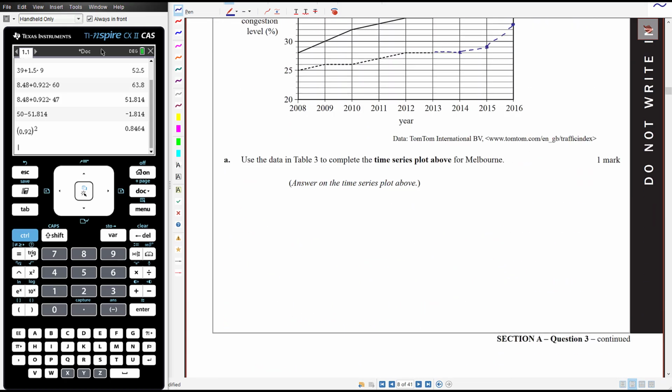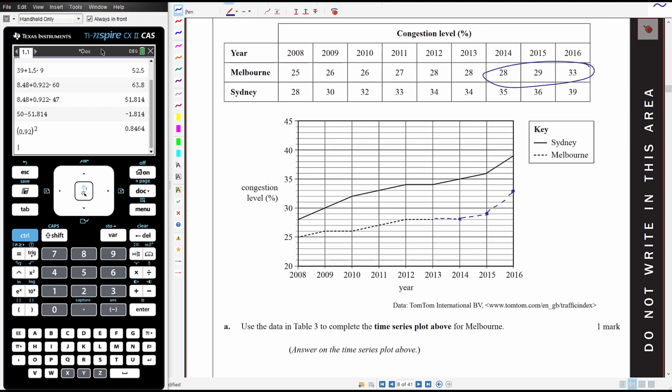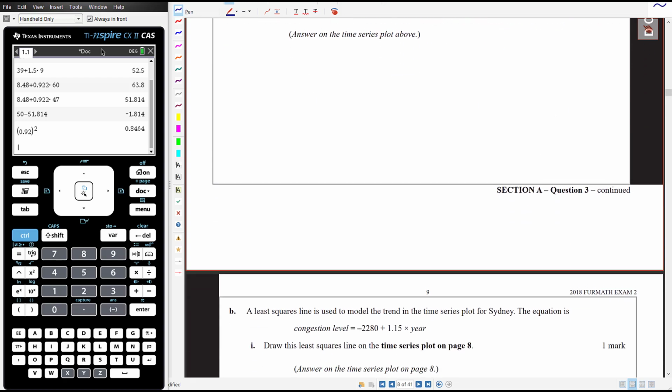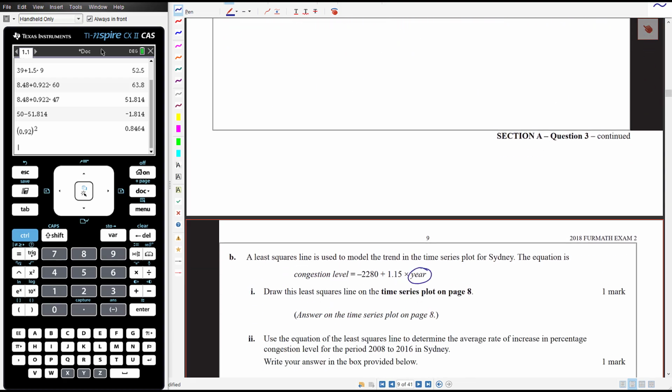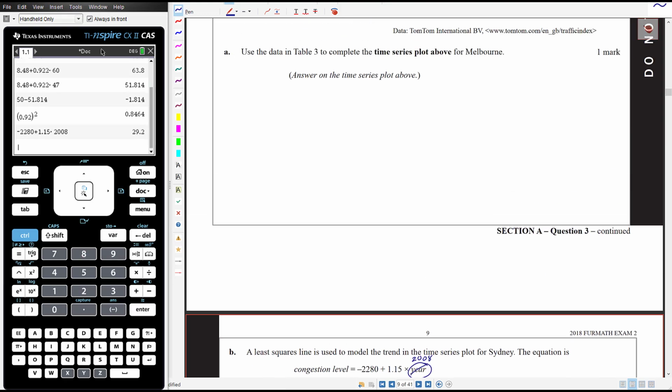So we want to put in our year. I'm just checking that there isn't a year code. No, the year is literally 2008. So let's work out the congestion level when the year is 2008, which is the start of the plot. Negative 2280 plus 1.15 times 2008 gives 29.2.